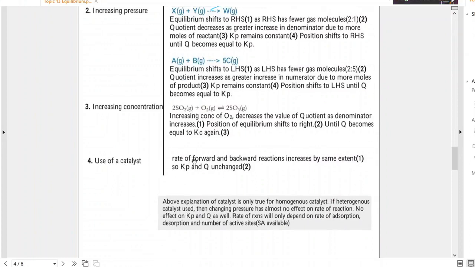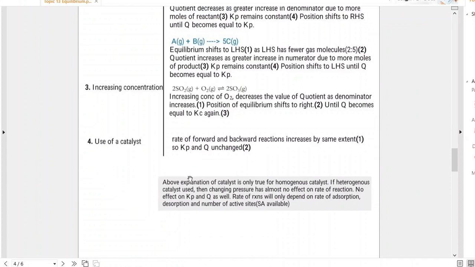Now the use of a catalyst. Rate of forward and backward reactions increases by the same extent. So Kc or Kp and Q are unchanged. As forward and backward both increase by the same extent, there is no change in the numerator or denominator, no change in concentration for that matter. So Q remains unchanged, and Kp we can blindly say is unchanged because Kp and Kc only depend on temperature. So we can blindly say it is unchanged.